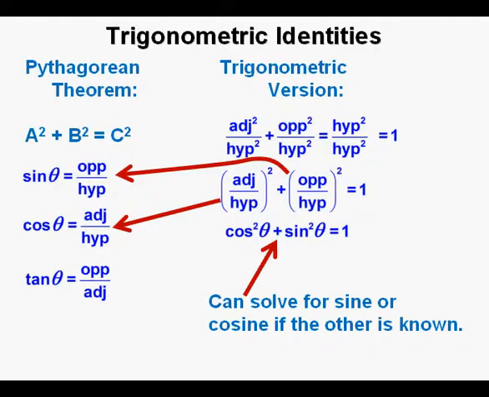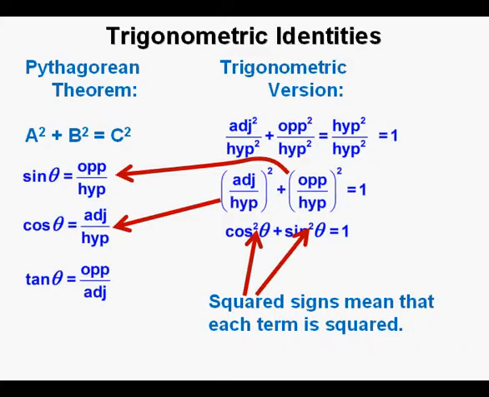With this identity, if you know what the sine of theta or any angle is, you can find the cosine, and likewise if you know the cosine of any angle, you can find the sine of that angle. Do you notice that the squared sign is just in front of the thetas? This placement means that each whole term, cosine theta and sine theta, is squared. It can be written this way instead of placing the squared sign outside parentheses.